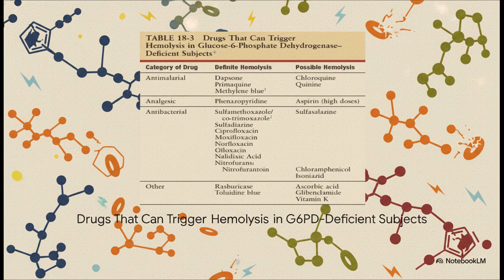What's crazy about these high-risk drugs is the complete lack of structural similarity between them. I mean, antimalarials are grouped right next to antibacterials and analgesics. Chemically, they don't look alike at all. But what they do share is this powerful ability to stimulate the pentose phosphate pathway, which rapidly drains whatever little NADPH a G6PD deficient patient has left.